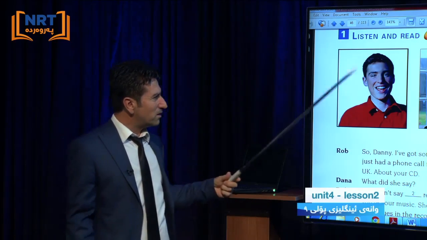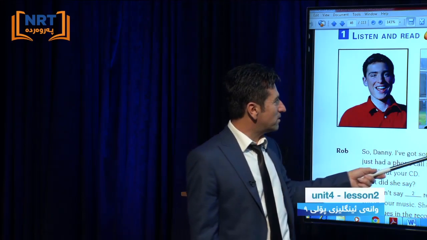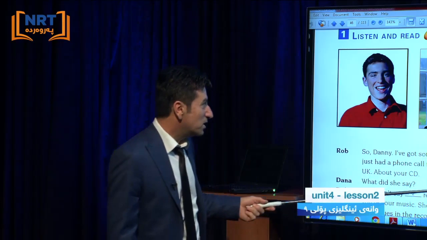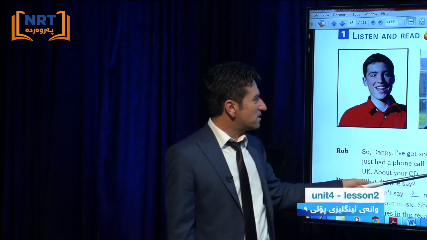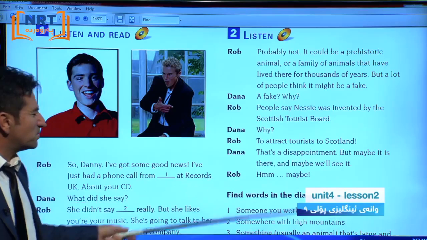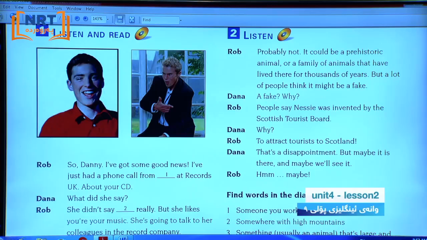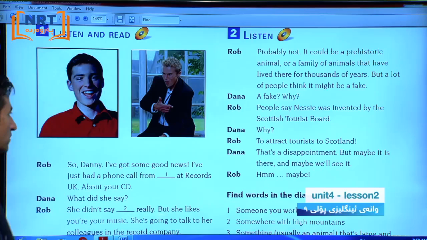So maybe we'll see the monster. But when Rob said people say Nessie was invented by the Scottish tourist board and it is just a fake to attract tourists to Scotland, Dana says that is a disappointment. Disappointment means something not nice, you don't like it, something not exciting to you. Maybe it is there, and maybe we'll see it. Maybe.